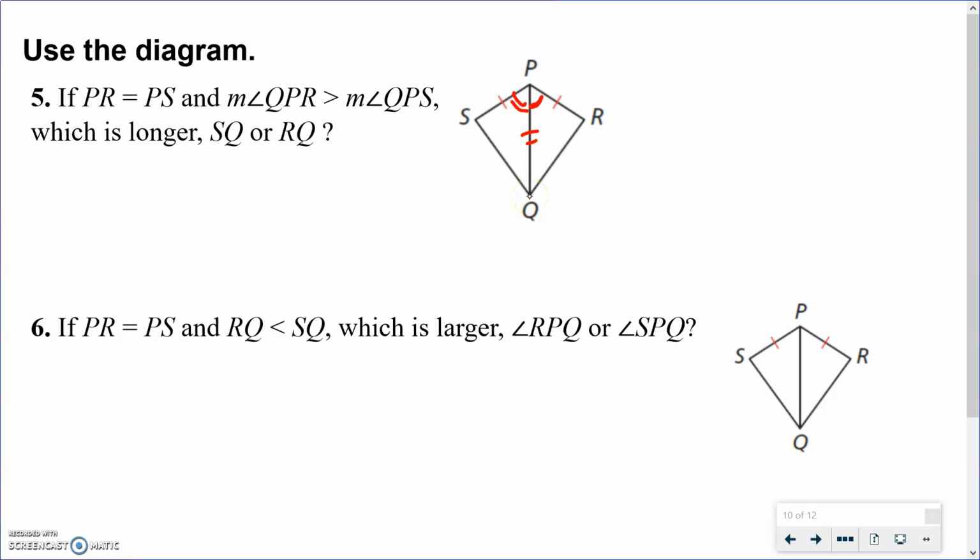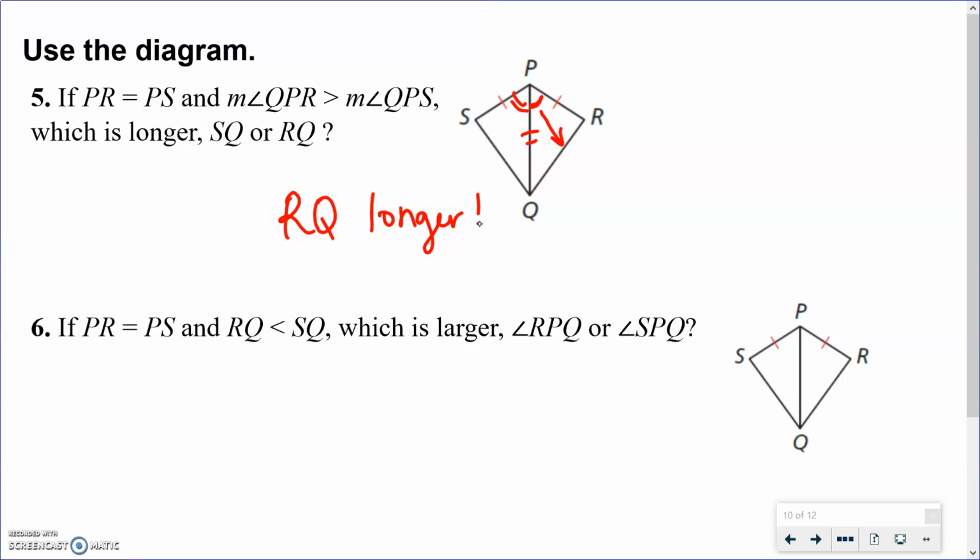Well, since they have two side lengths that are the same, but we know that the angle that's across from this remaining side length is larger, then we know that RQ is going to be longer. Okay, and that's because that angle's bigger and the other two sides are the same.